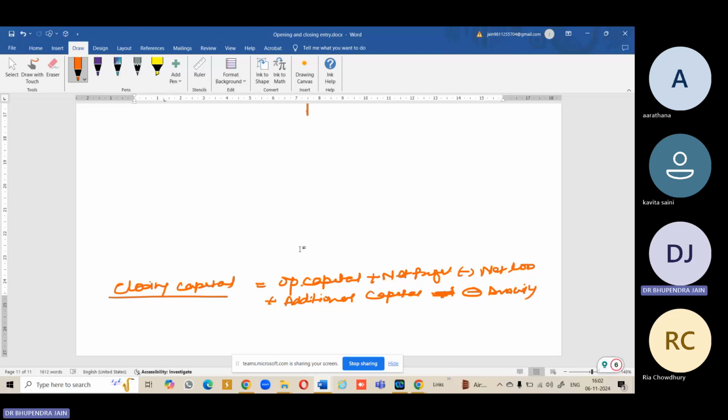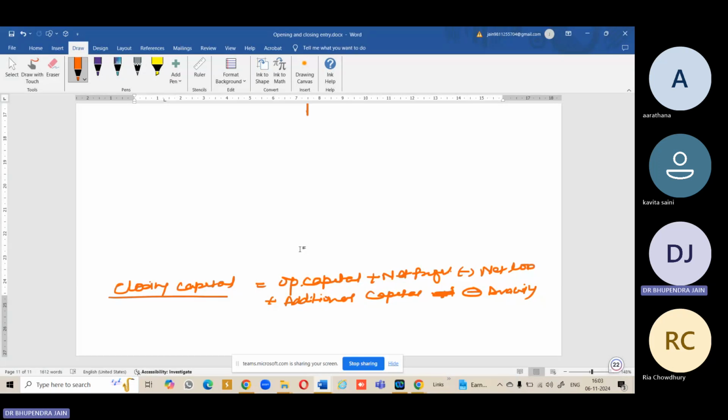But if you record more sales in the sales account, or on the credit side in the profit and loss account, what will be the effect? If you record more sales, definitely your profit will increase, net profit as well as gross profit. And in the balance sheet, your capital will also be increased because you have entered the excess amount on the credit side in the profit and loss account.